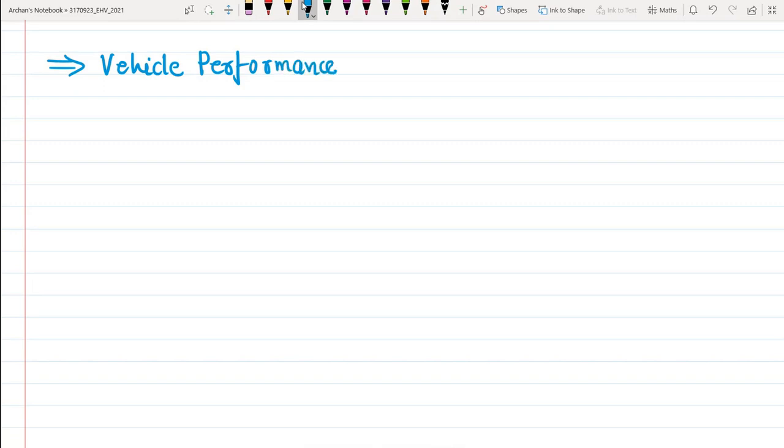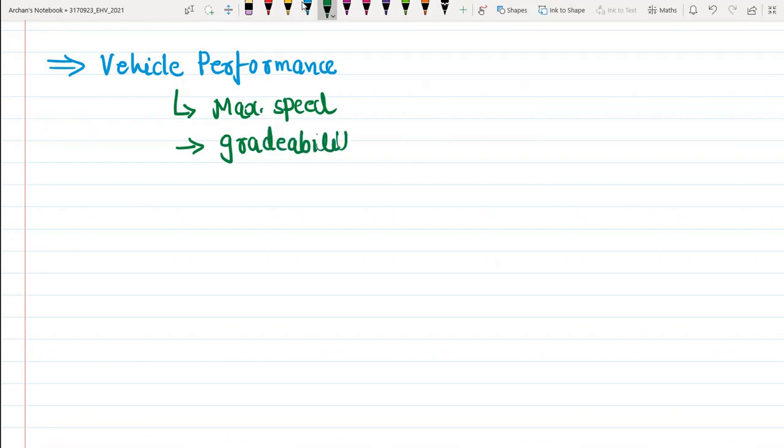Vehicle performance. Okay, so the performance of a vehicle is usually described by its maximum cruising speed or maximum speed, then gradability, and acceleration.